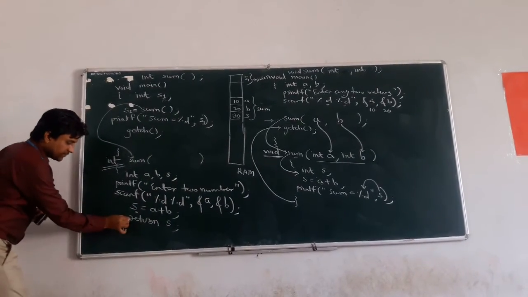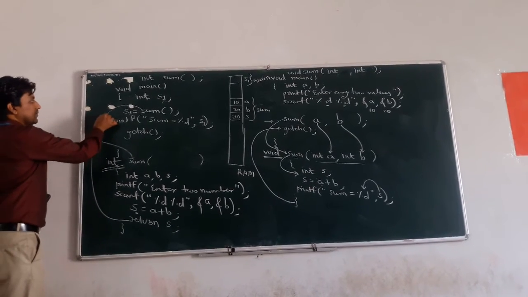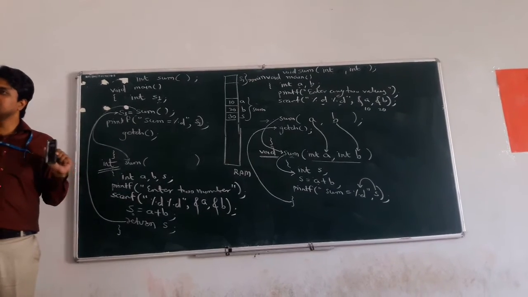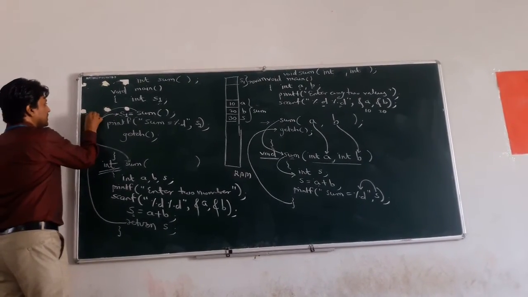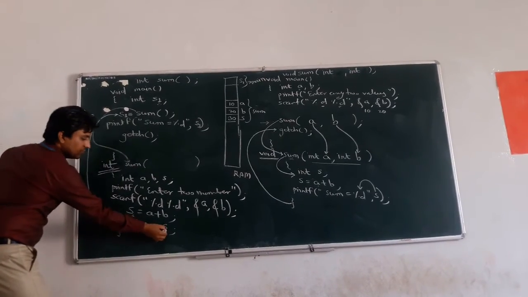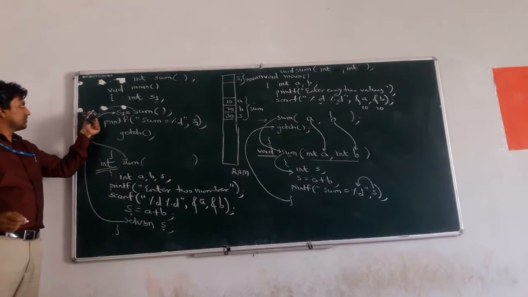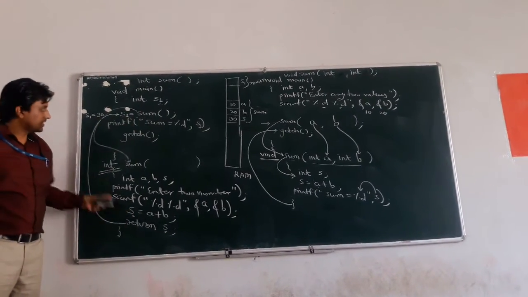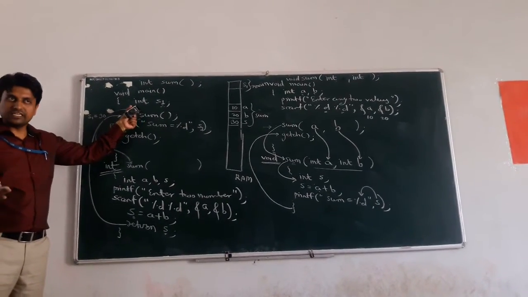When this statement is executed, control goes to the same line of the function call. Where? The same line of the function call. And what does it become now? s1 is equal to whatever the value in s is, that is 30. So the value 30, which is the result of the sum function, is returned next to the equal to, that is 30.